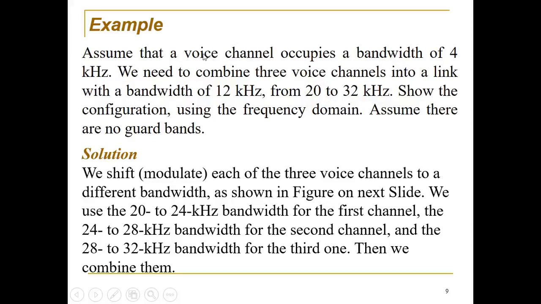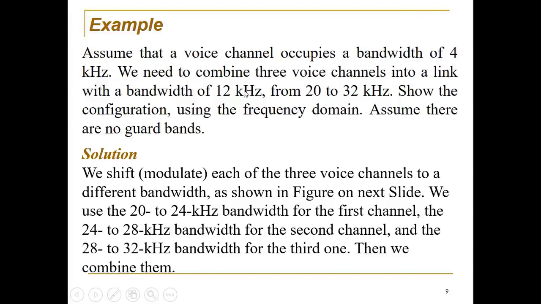So each one of these voice channels of 4 kilohertz can have their respective frequency allocation. We have the use of 20 to 24 kilohertz bandwidth for the first channel. The second channel will be from 24 to 28. So we can accommodate the 12 kilohertz bandwidth that we have, because 20 to 32 is 12 kilohertz.